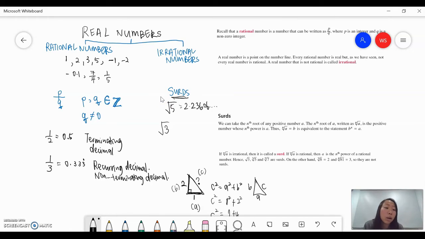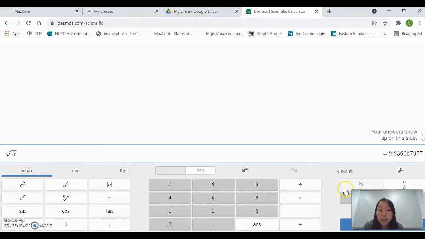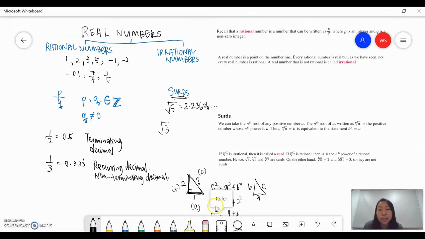The square root of 3 as well. If you pop that in on the calculator, clear all, square root of 3, hitting enter, you'll see that this is 1.732050 and so on. The numbers keep running on and on, and there's no certain pattern as well. So once more, the square root of 3 is a surd, and therefore it falls under that category.